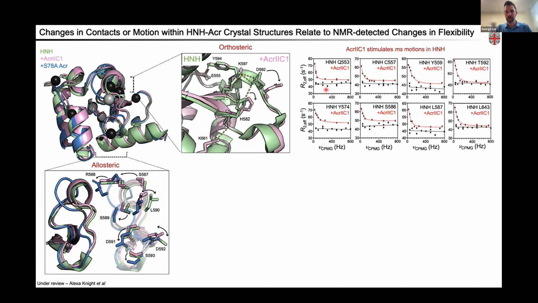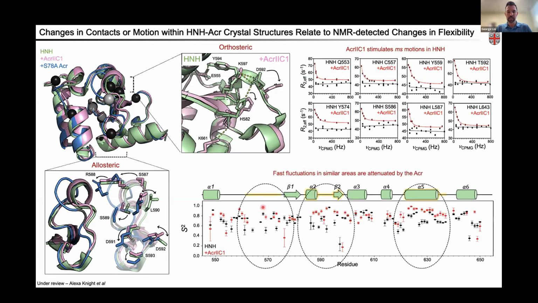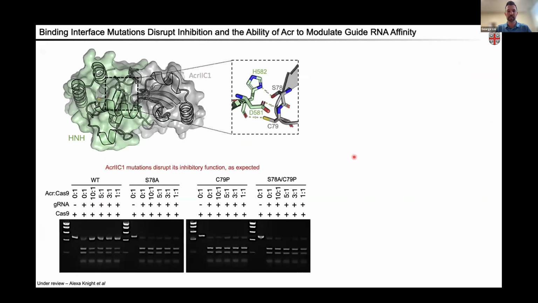And while that's happening, fast timescale motions in the same areas of the protein are suppressed, right? So we have a decrease in the fast timescale bond vector low energy fluctuations and an increase in these higher energy slow timescale motions in sites where they did not previously exist. So what the ACR is doing is structurally and dynamically modulating this. And of course, it prevents cleavage.